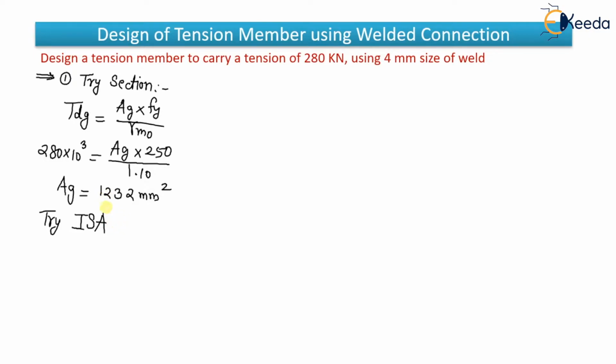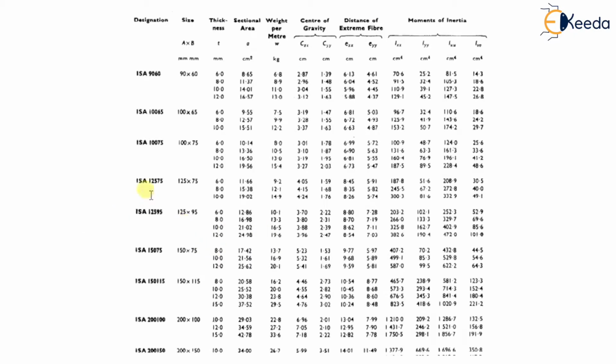See, if you open the steel table, let me show you. Wait. Okay, so this is the steel table that you have to use. See, there are various areas given here. The area required for our section was 1232 mm square, that means 12.32 centimeter square. So there are so many areas which are greater than this. For example, 100 by 75 by 8 has 13.36 centimeter square, and it is greater than our calculated area, which was 12.32. Then we have so many sections like 16.50, 19.56, and so on.